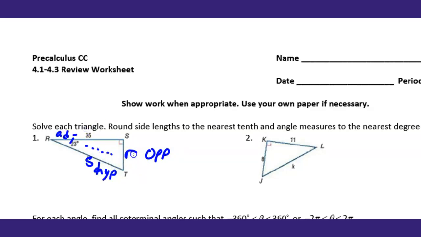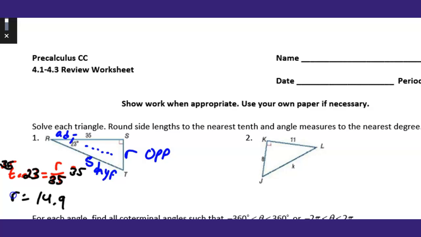So for this side R, we're going to say this is opposite and adjacent, so that would be the tangent identity. Tangent of theta equals opposite, which is R, over adjacent, which is 35. We know theta is 23 degrees. So we multiply by 35 on both sides, and what you end up with is 14.9.